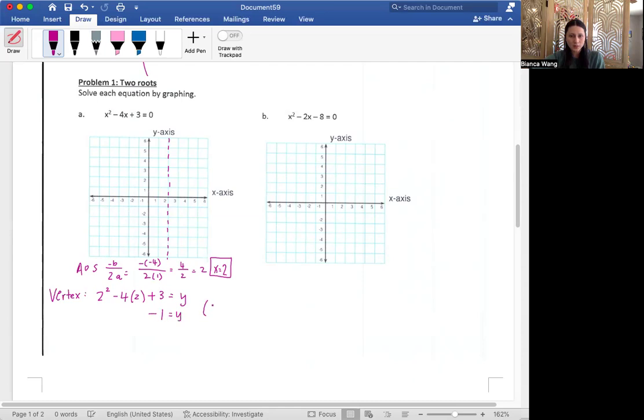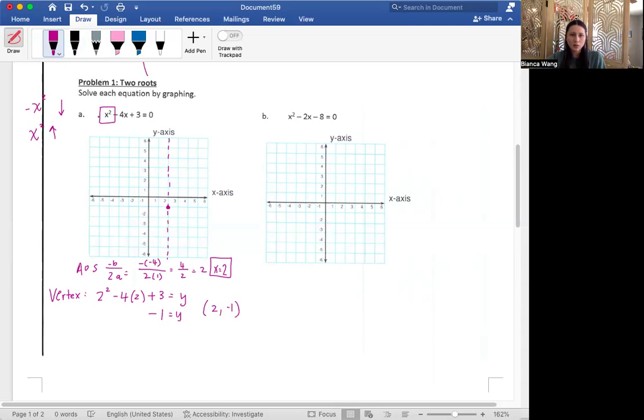That means our vertex is at 2 for the x and -1 for the y. So (2, -1) is our vertex. That is right here. We can predict that our graph is going to be pointing up because this is positive. Remember, when we have a negative ax squared, it points down, and when it's a positive x squared, it points up. So in this case, we can imagine our graph is going to curve upwards.